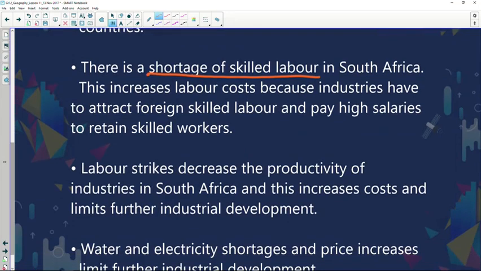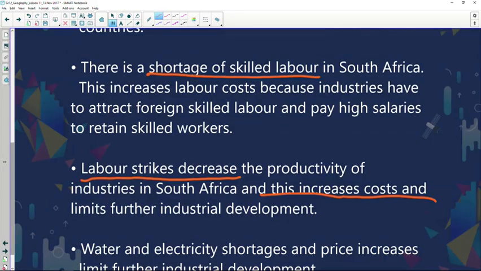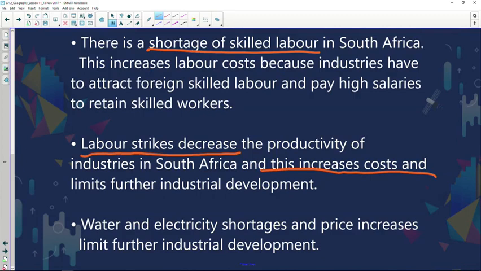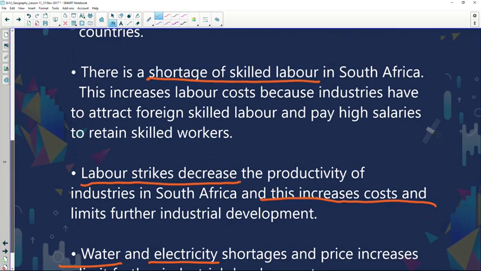Now, a big concern, we looked at it in mining as well, is labor strikes. The strikes are not only taking place in our primary economic activities, but also secondary economic activities. And unfortunately, if people do not work, people are unproductive, and that means there's going to be an increased cost to make more money. And then another problem in South Africa is a shortage of water and electricity, but our government did make future plans so that this is not going to disadvantage us in the future.